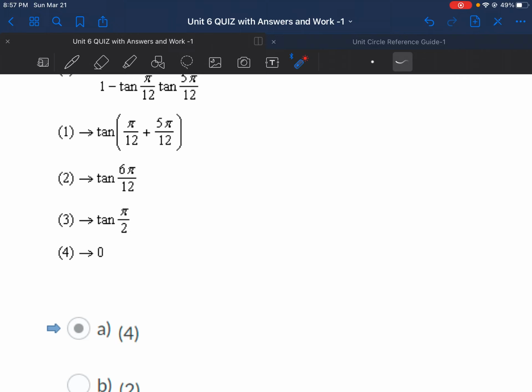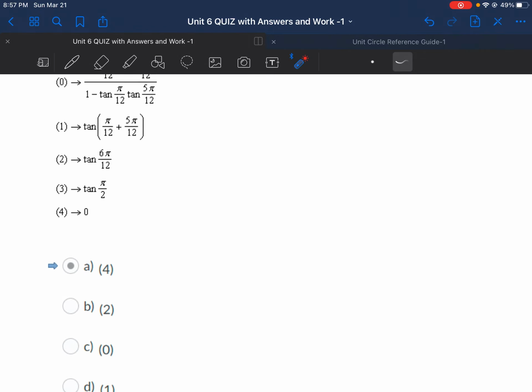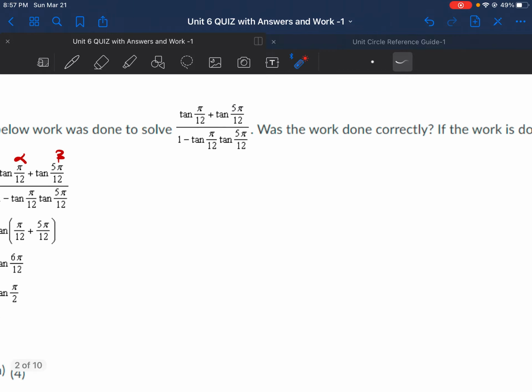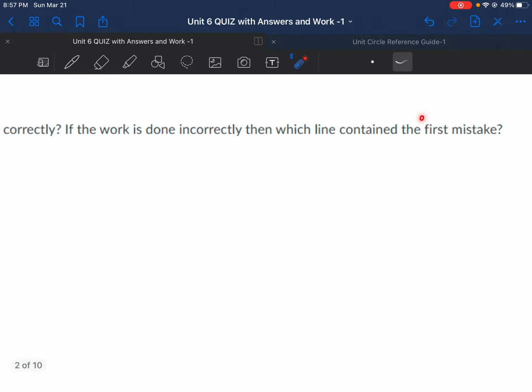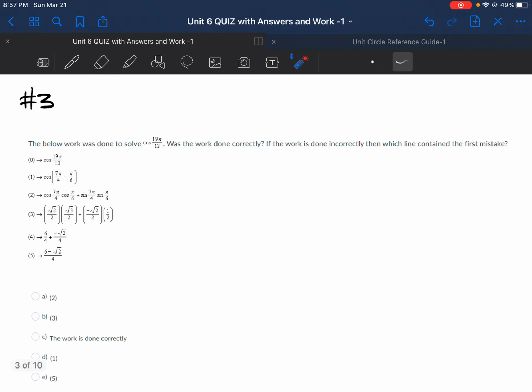The tangent of pi over 2 is undefined, so line 4 is where our mistake is. Okay, so we select line 4 as the correct answer, because that's where the first mistake took place.